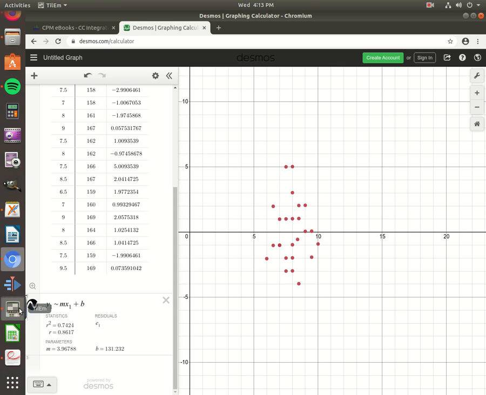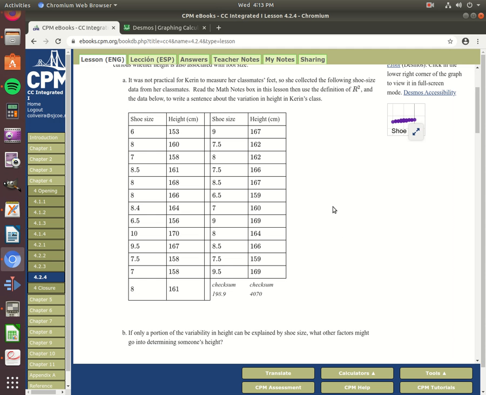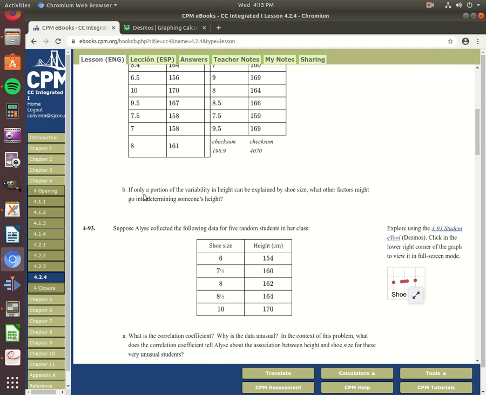Nothing too crazy, like we said over here. The residual plot definitely kind of tells us that it's scattered and that there is no pattern, so a line is a good fit. So this R and R squared are actually beneficial to use. All right. It says if only a portion of the variability in height can be explained by shoe size, what other factors might be? And like we already talked about those, maybe diet, maybe age.